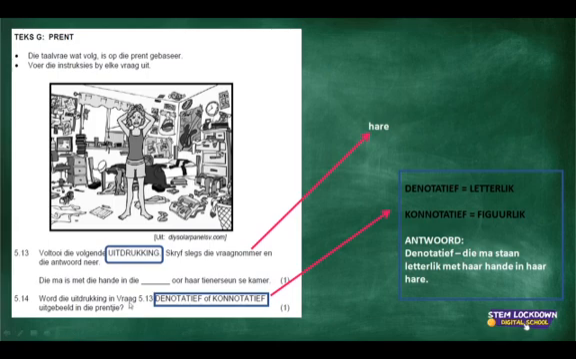Now, obviously, an expression is connotative. It is figuurlik. But now this question you have to read very carefully. It says, is the expression in question 5.13 depicted in the picture in a literal or figurative manner? Now, in the picture, it is depicted in a literal manner. So die antwoord is denotatief. In die prentjie staan die ma letterlik met haar hande in haar hare. In the picture, she is literally standing with her hands in her hair.